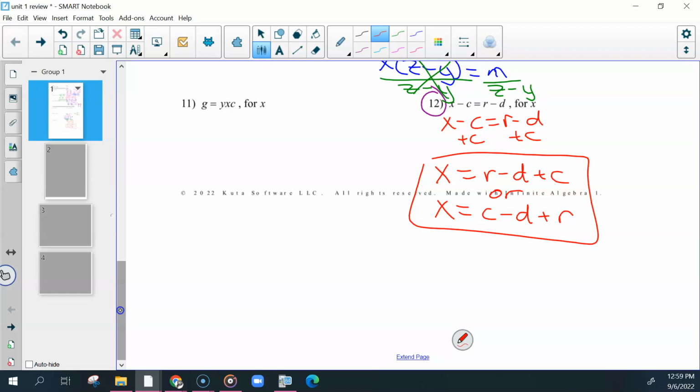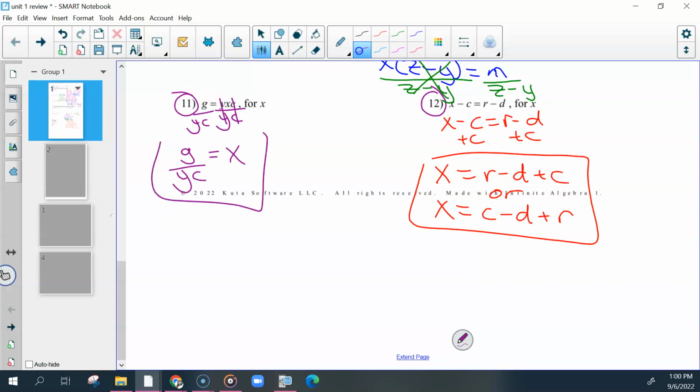Any other questions we want to go over? So 2 hands. Anita? 11. Sloan? 11. Okay, for this one, if we're trying to get x by itself, all of these things are being multiplied, so we can undo this by dividing them at the same time. So the y and the c would cancel, just leaving x on that side. So g over yc would be your final answer.